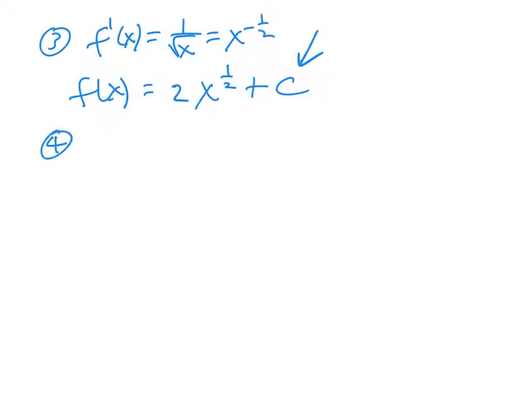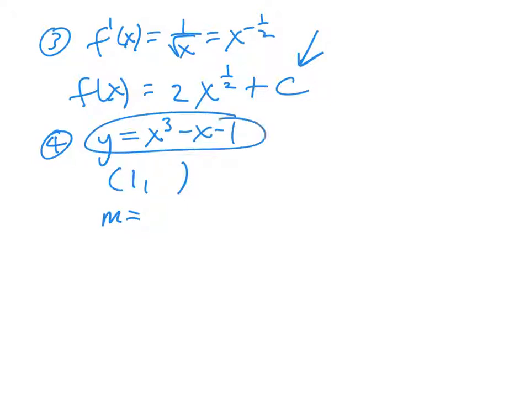Number 4. Find the x-intercept of the line that is tangent to the graph of y equals x cubed minus x minus 1 at the point when x is 1. Now, what are the two things you need to write an equation of a line? You need a point, and then you need the slope. Well, the x-coordinate is given. To figure out the y-coordinate, you simply plug it into the original function, and you get 1 minus 1 minus 1. That would be negative 1.